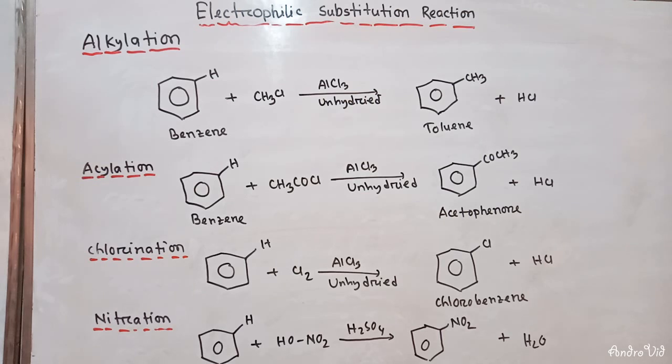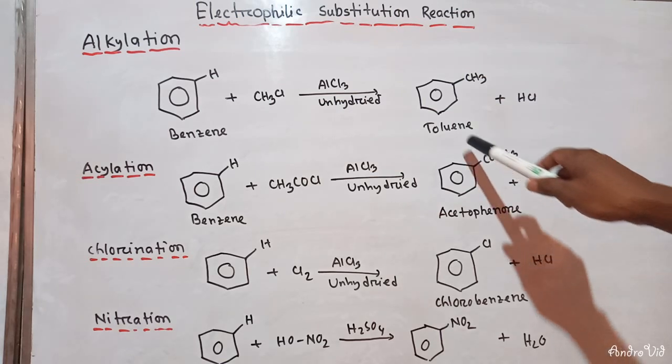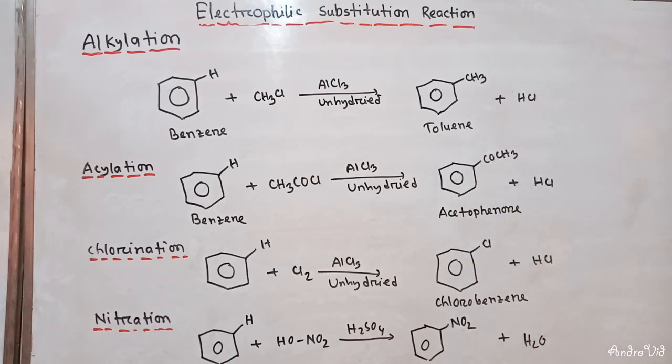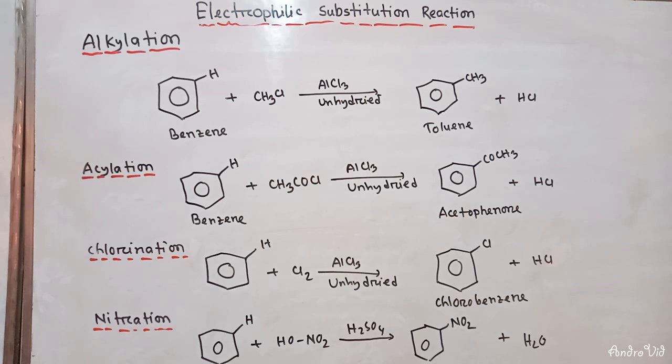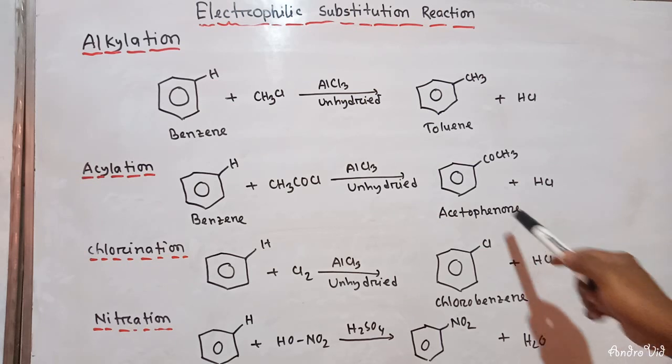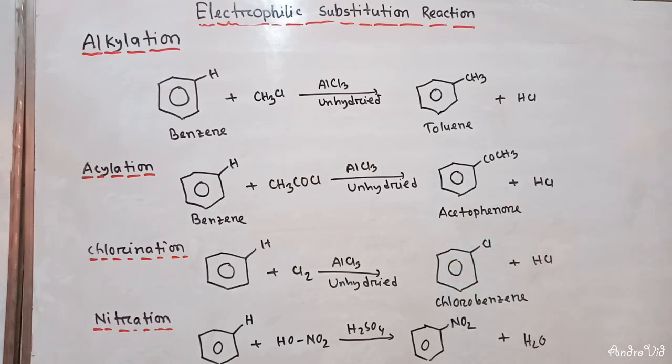During alkylation, the product produced is toluene or methyl benzene. In case of acylation, the product produced is acetophenone. In case of chlorination, the product produced is chlorobenzene. And in case of nitration, the product produced is nitrobenzene.